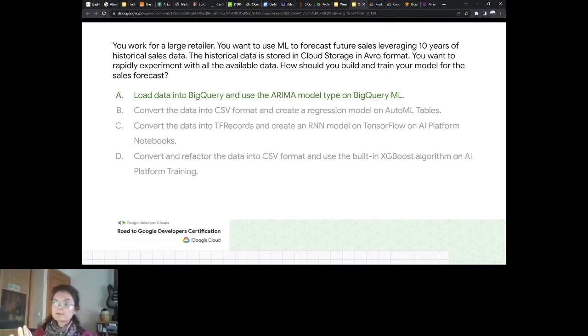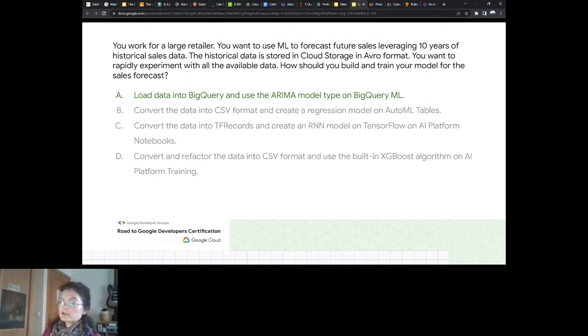So the first option for me was attractive at first sight, because you just load the data into BigQuery and use an ARIMA model. I don't know if you have experience with forecasting, but it's a very common approach of modeling the time series and getting to know the autocorrelation between the samples. So for me, it sounded like a valid one. And it seems that it's kind of automatic, already available in BigQuery ML.